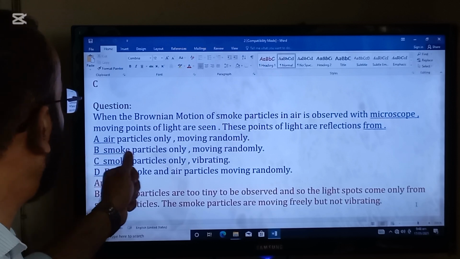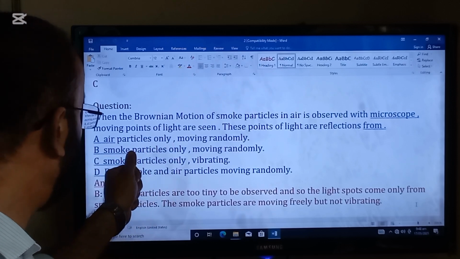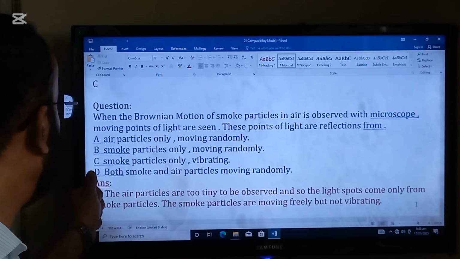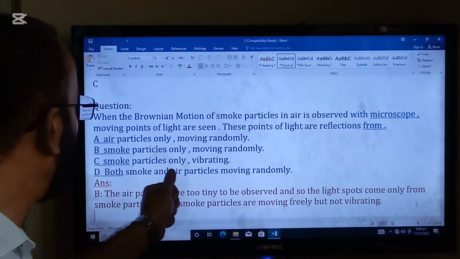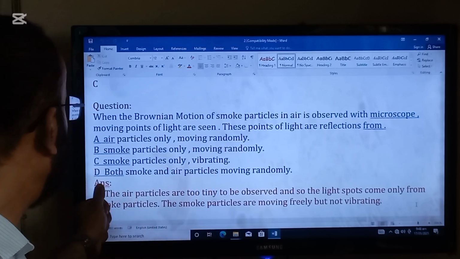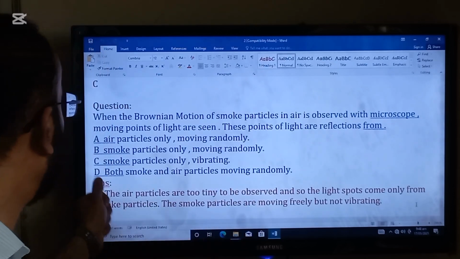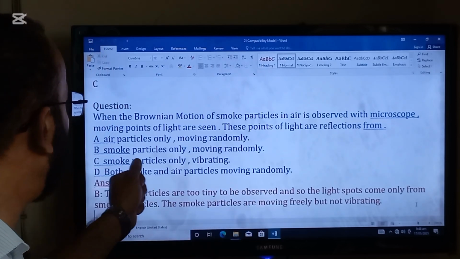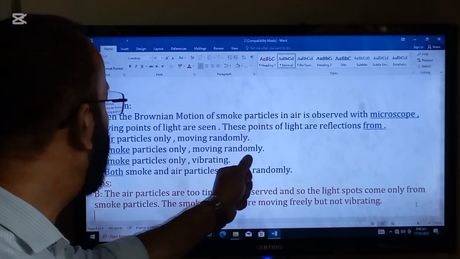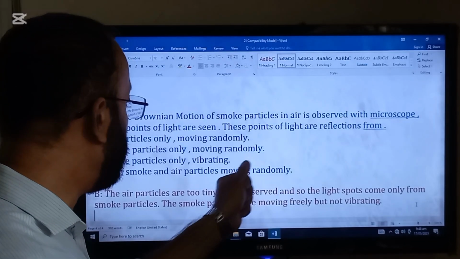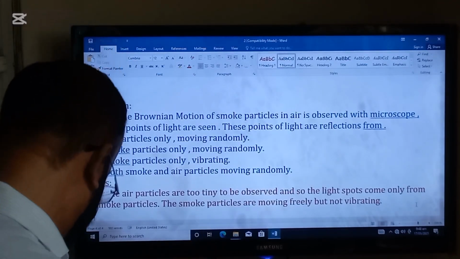A option is, air particles only. This is wrong. Smoke particles can be seen. C option is, smoke particles only, vibrating. D option is, both smoke and air particles moving randomly. Wrong. B option is the right one, smoke particles only, moving randomly, not vibrating.